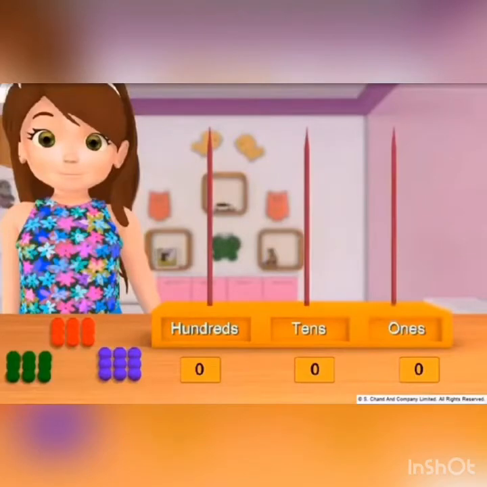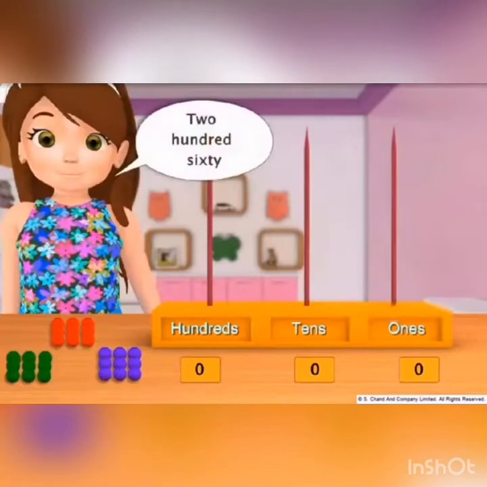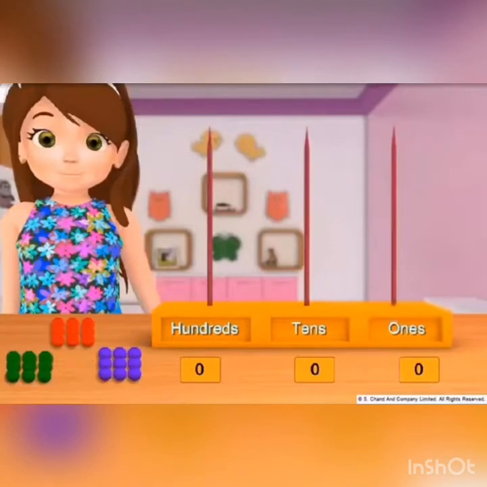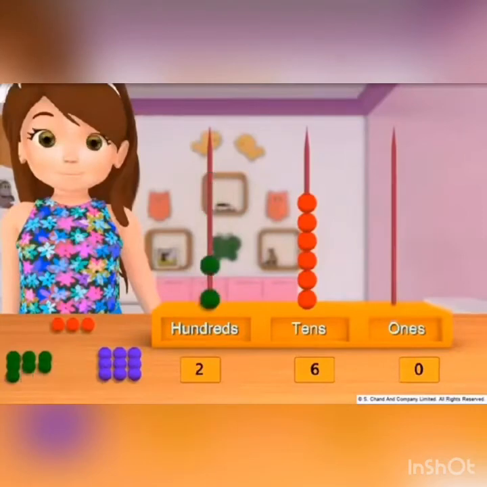Now, give us any number from 0 to 999, Sela, and we will show it on the abacus. Sela has given us the number 260. 260 has 2 at the hundreds place, 6 at the tens place and 0 at the ones place. So we can show number 260 by putting no beads at the ones place, 6 beads at the tens place and 2 beads at the hundreds place.